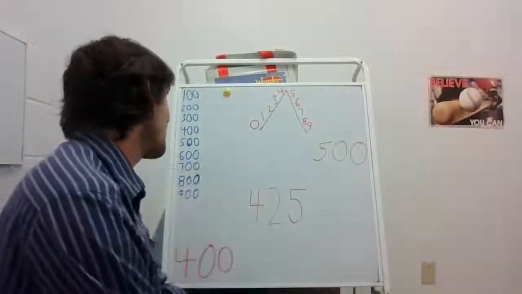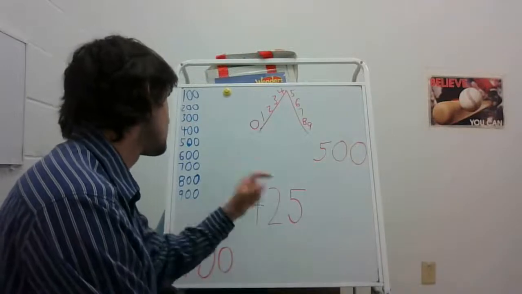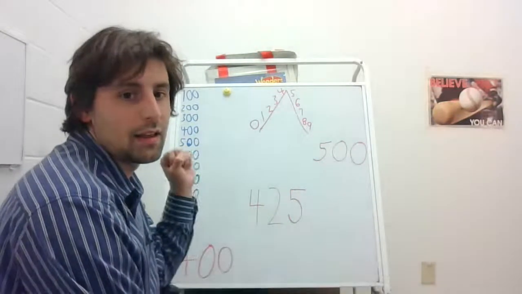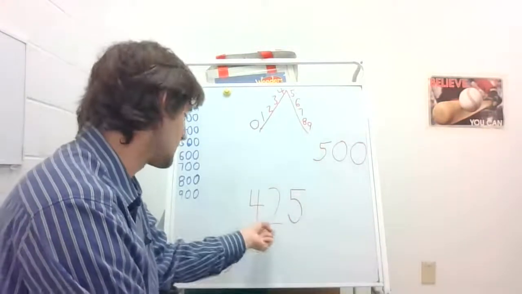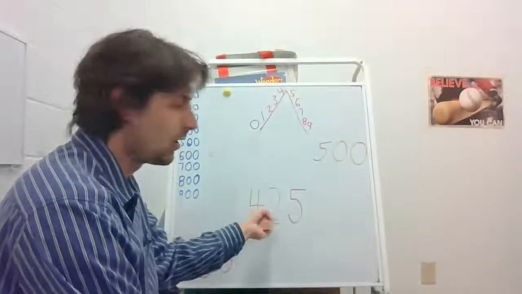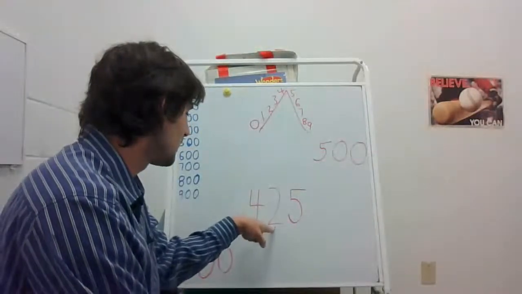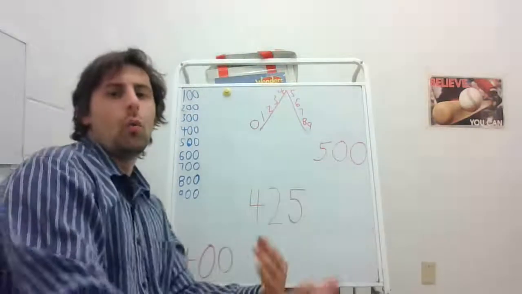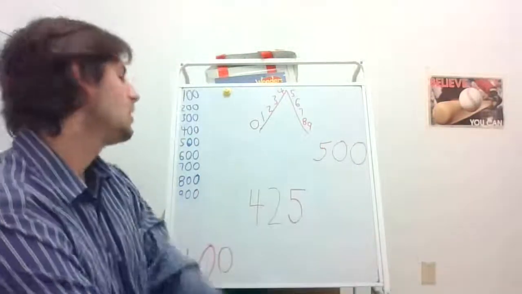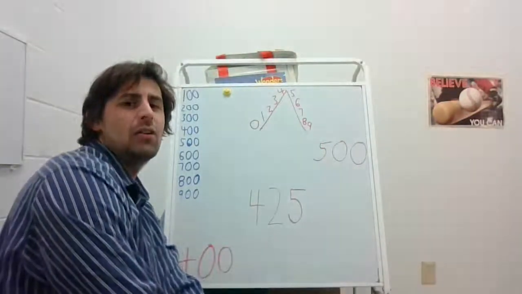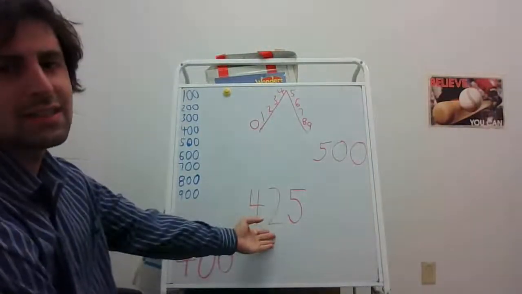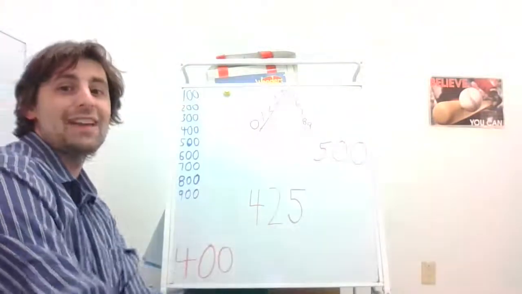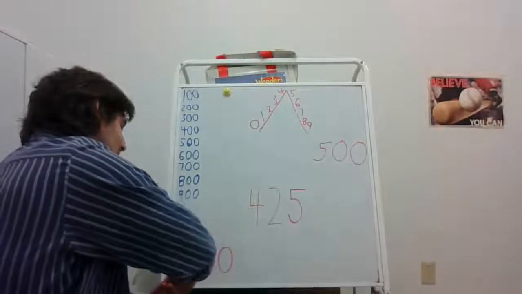So 425, the digit in the tens place is a 2. So 2 is less than 5. 2 is less than the number 4. 4 or less, we regress. So we have a 2 in the tens place. Y'all know what that means? That means that we're rounding down. We're rounding down because the number 2 is in town. So 425 is going to round down.